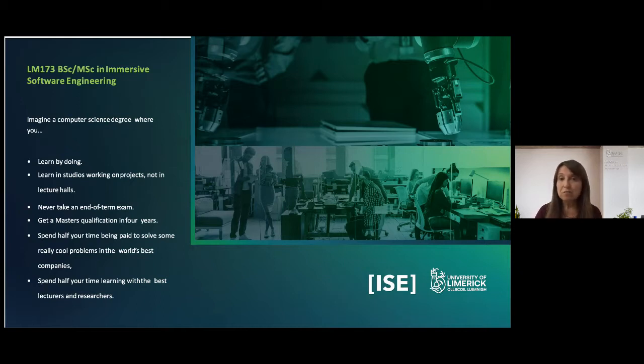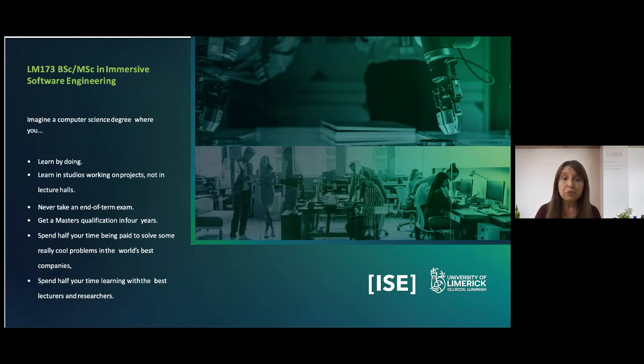You're not sitting in lecture halls, basically never during the entire time that you have with us. You're never going to experience an end of term exam, because we are going to have continuous assessment on projects and other tests that are taking place while you're learning. You have an accelerated, intensive experience, because you get not just a bachelor's, but a master's qualification in 4 years, or actually a bit less than that.